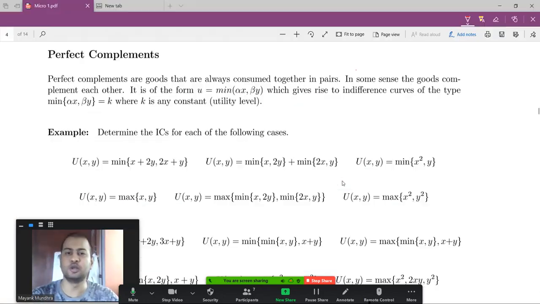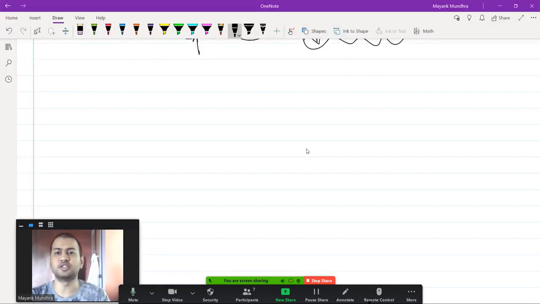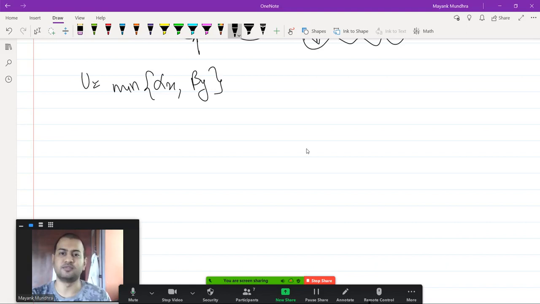Okay, so let's look at a few more examples. Now let's look at some random utility function. Utility equals to min of alpha x comma beta y. So how do I graph this?